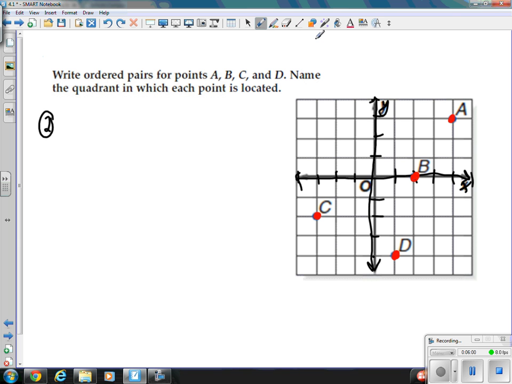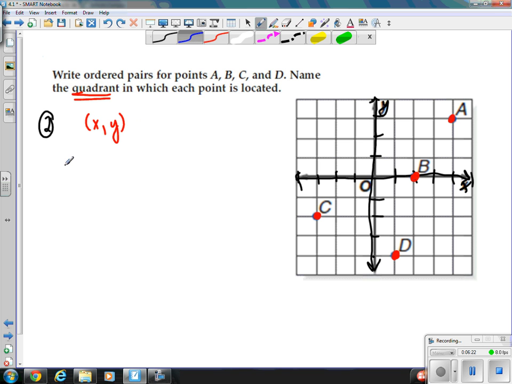Okay. So our directions say to write the ordered pairs for points A, B, C, and D. Name the quadrant. So it's not just naming the ordered pair, but it's also naming the quadrant in which each point is located. So once again, if we're going to write a point, we have to know x comes first, then y. Then we have to state the quadrant.